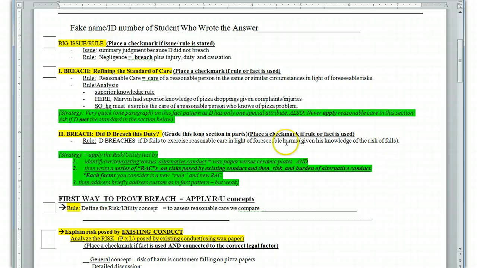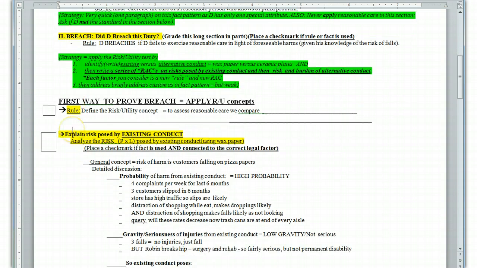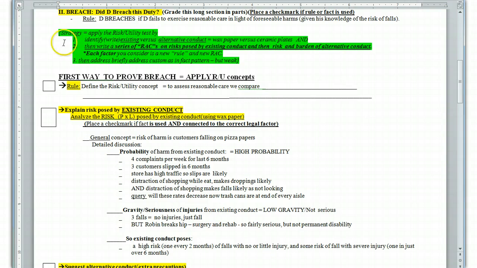of the pizzas. So let's now try and ascertain under heading number 2 whether the defendant did indeed breach this duty. If you remember, we decided this would have an extensive analysis. Here's the strategy that I suggest we use when you're facing a complex breach analysis. If you remember, our first step was to identify the existing versus the alternative conduct. Then we had to assess the risks and burdens posed by each.